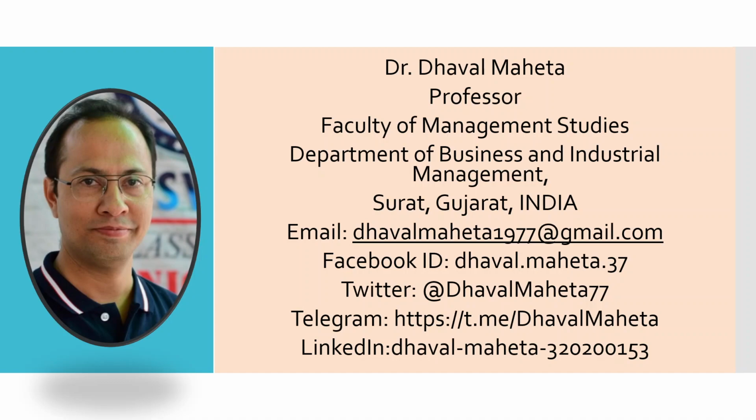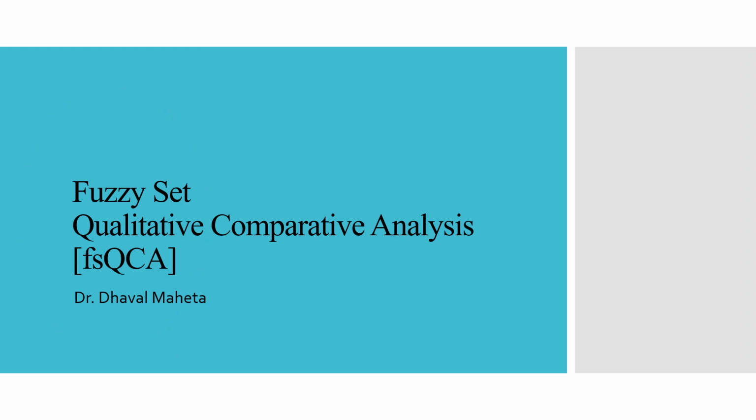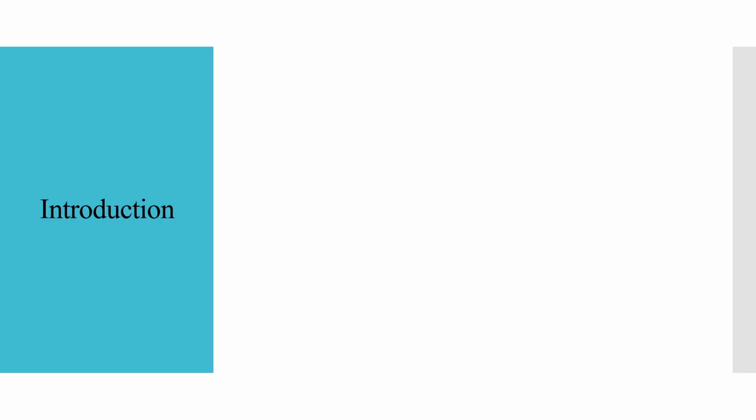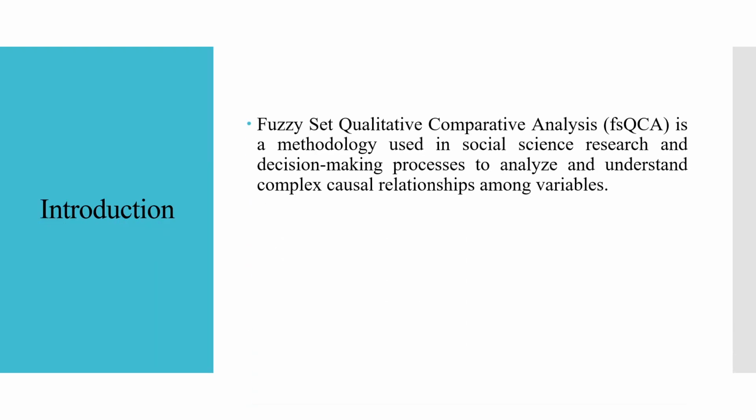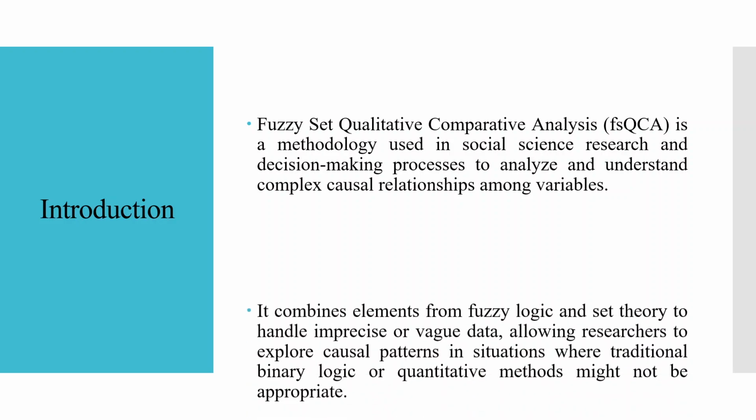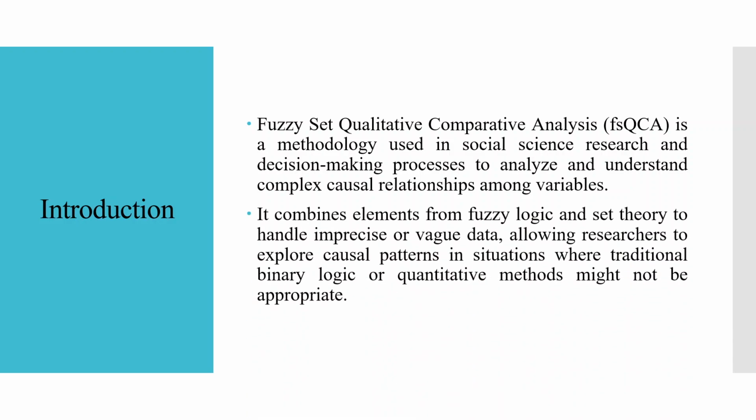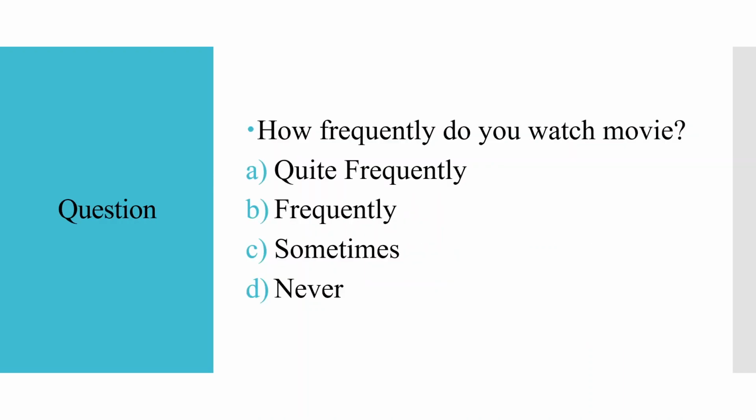This is Dr. Dhaval Maheta, and today we will understand fuzzy set qualitative comparative analysis, also known as fsQCA. Fuzzy set qualitative comparative analysis is a methodology used in social science research and decision making processes to analyze and understand complex causal relationships among variables. It combines elements from fuzzy logic and set theory to handle imprecise or vague data, allowing researchers to explore causal patterns in situations where traditional binary logic or quantitative methods might not be appropriate.